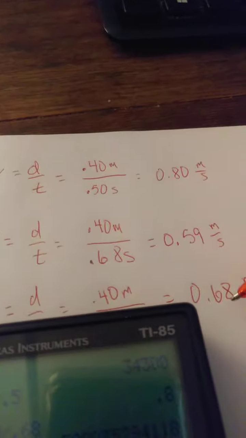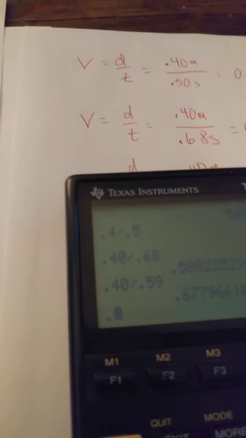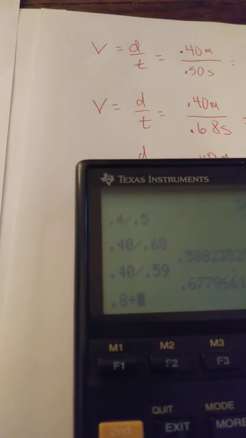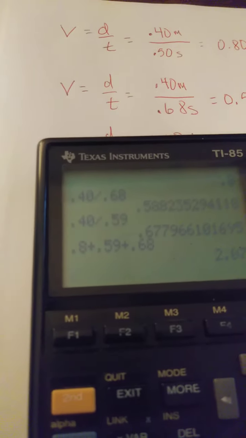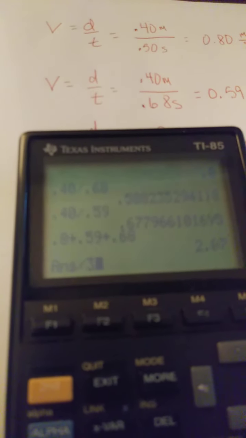Okay, now I need to find the average of these three speeds, so you add them together and then divide by 3, because there's three numbers. 0.69. So we'll put that here.